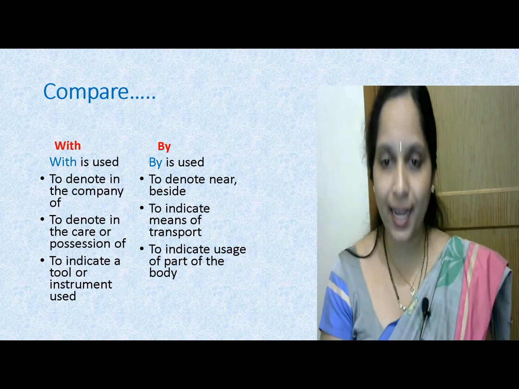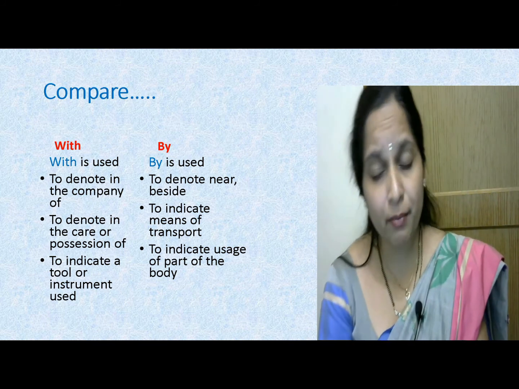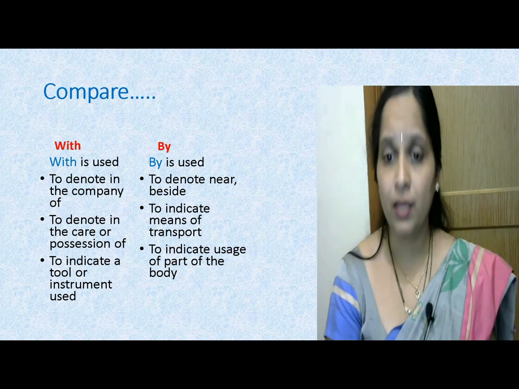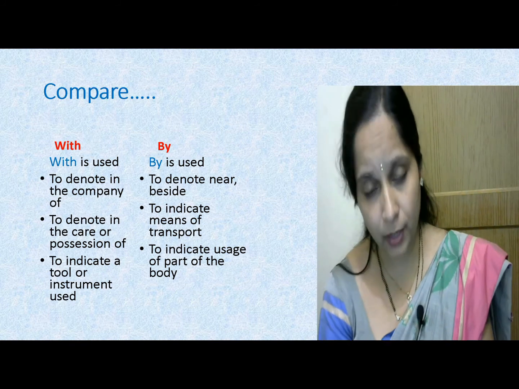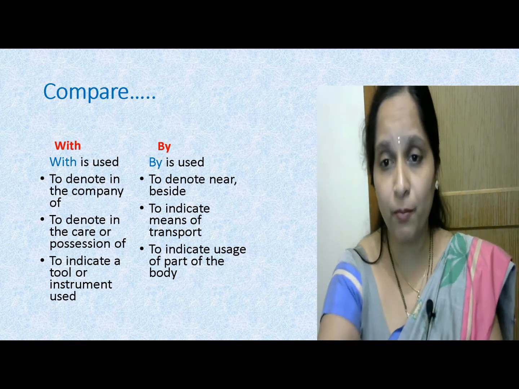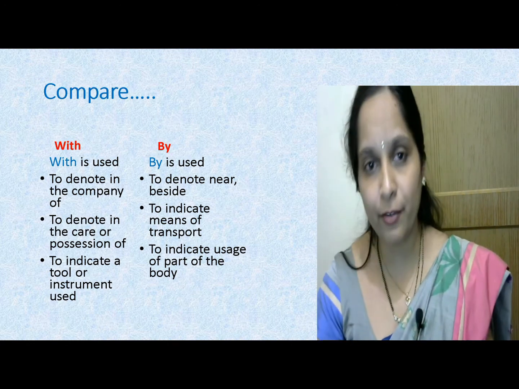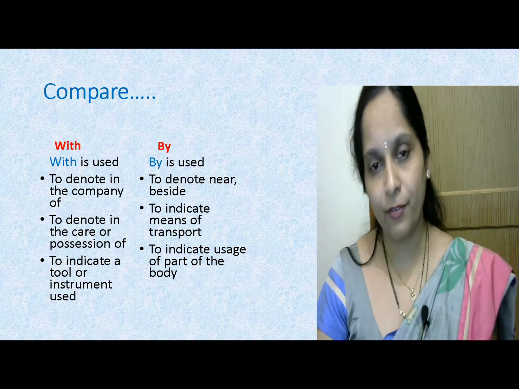By: beside, by the side of. Indicates means of transport, by car, by two-wheeler, by bus, etc. To indicate the usage of a part of the body: I caught him by his sleeves or by his collar. So that is by for you. So with and by for you guys.